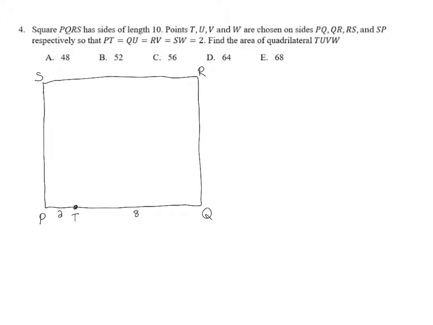Point U is going to be on QR in such a way that QU is going to have length 2 and UR is going to have length 8. We're going to have point V on RS. It's going to be closer to R such that RV is 2 and VS is 8. And then lastly, we're going to draw point W on SP so that SW is 2 and WP is 8.